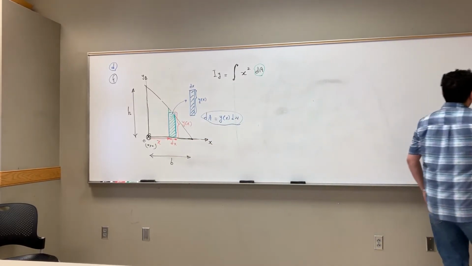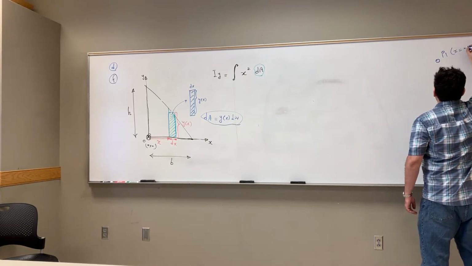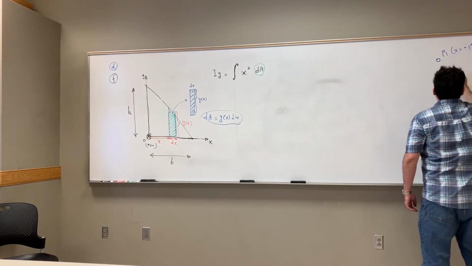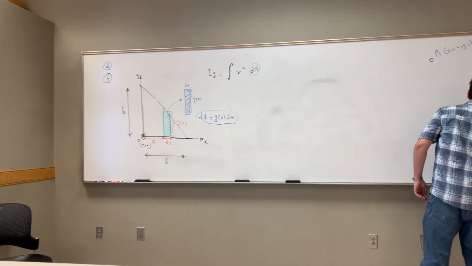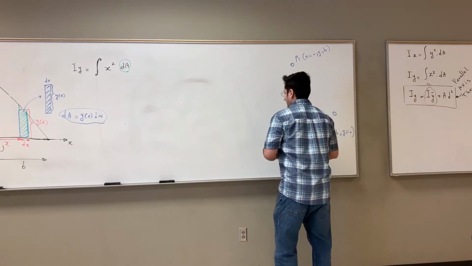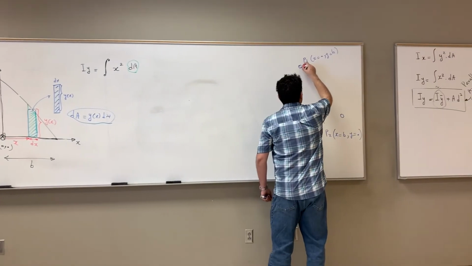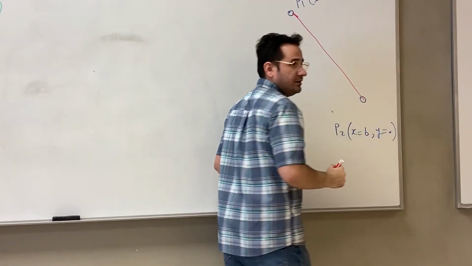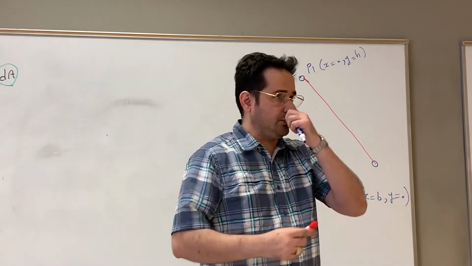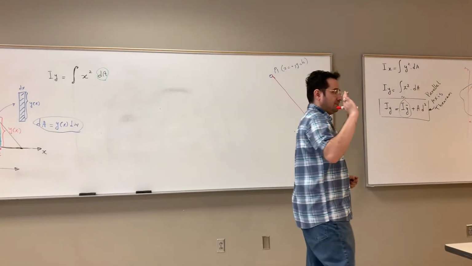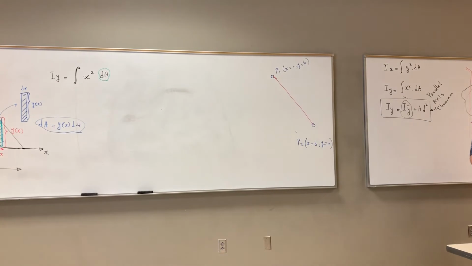Let's put it this way. I have two points: P1 with coordinate x equal to 0 and y equal to h, and this is point 2, P2, x equal to b, y equal to 0. And there is a line connecting these two points, from here to here. Now my question to you is, what's the equation of the line passing through point 1 and point 2? How can I get the equation of the line going through the two points?